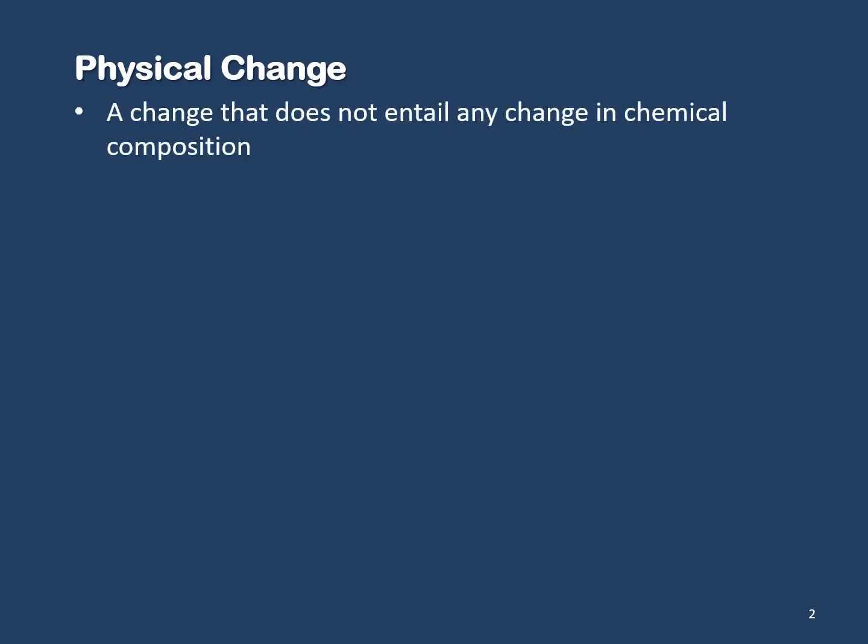Let's talk about changes. Physical changes are changes that do not entail any change in chemical composition. In other words, what I have before the change is still what I have after the change, substance-wise. It doesn't change the identity of the substance. For instance, solid iron melting in a blast furnace. This is simply iron solid going to iron liquid. It's still iron before and after the change. Physical state changed, but the substance didn't change what it was.